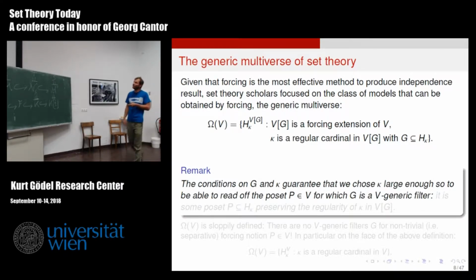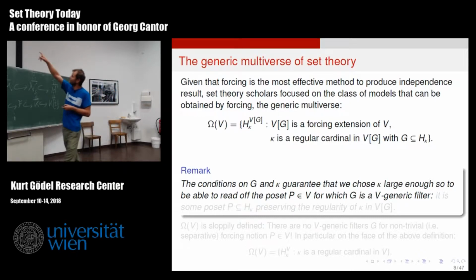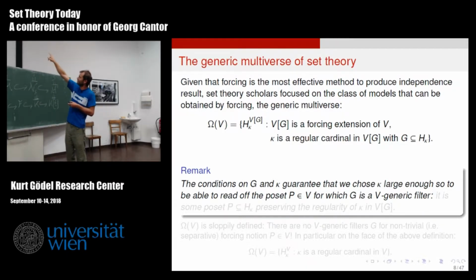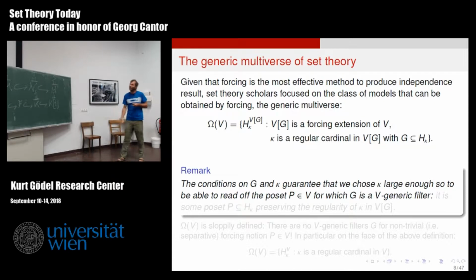And I want to take the initial segments, but I want to take them big enough so as not to lose information about the forcing. So this is why I'm asking that I take H kappa of V^G, but I ask that kappa is a regular cardinal in V^G, and the forcing is in H kappa. Why? Because if I take smaller H kappa, then I will not be able to recognize by which forcing I have obtained that H kappa. Because, for example, the generic will not be a subset of H kappa. Okay?